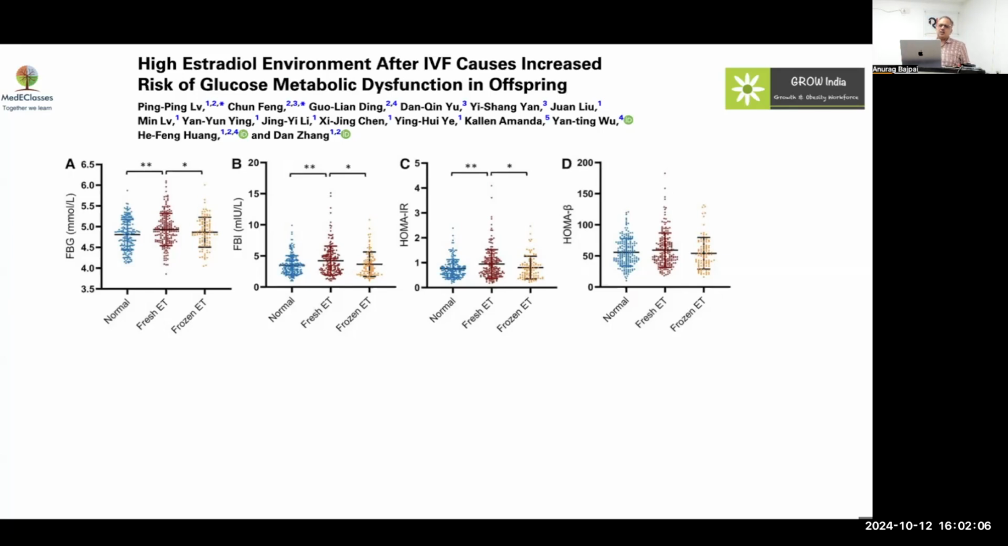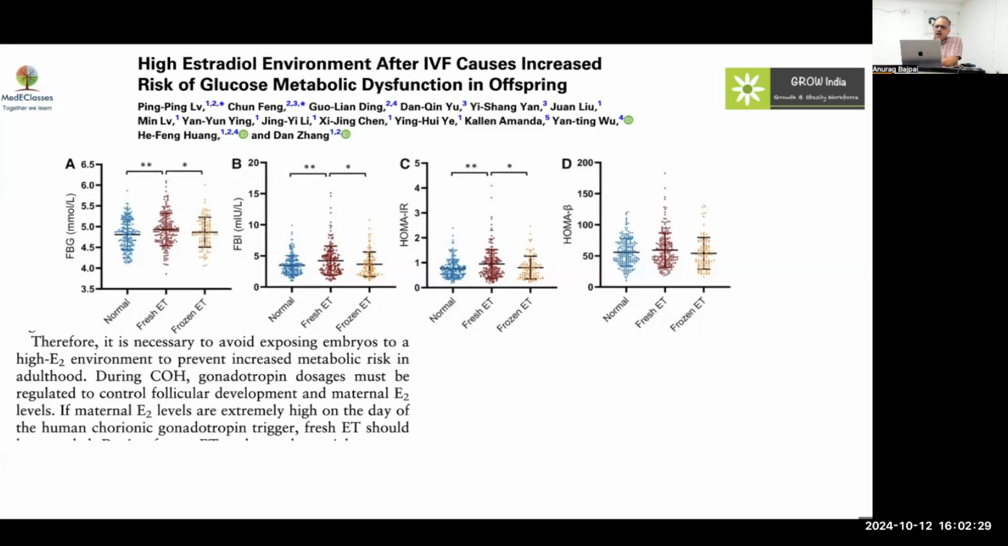What they are finding is that children born to mothers who had a fresh transfer and also frozen, compared to those who were normal, had a higher fasting glucose, fasting insulin, HOMA-IR and HOMA-beta. Although the differences don't look that large, they were statistically significant. These are younger children, and their changes are occurring now; in the long run they may have an impact. So what they're suggesting is that having a high estrogen around the time of conception may not be good for metabolic health.